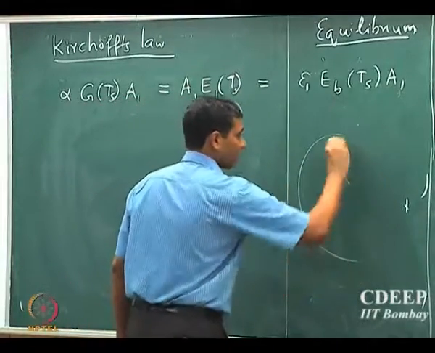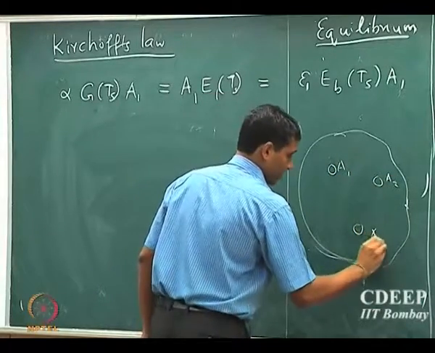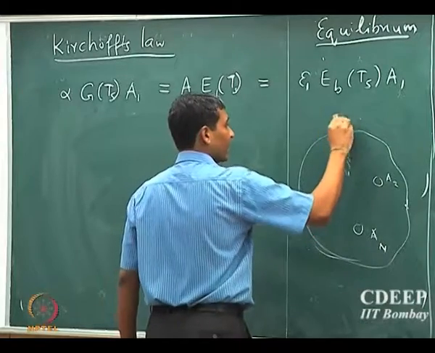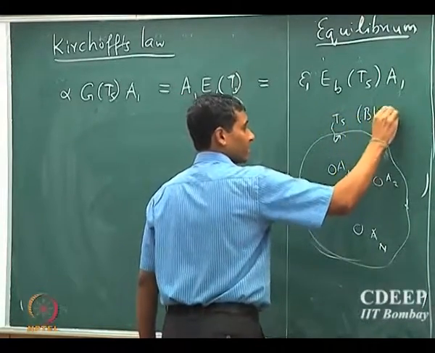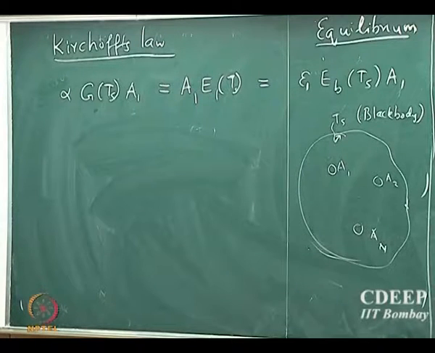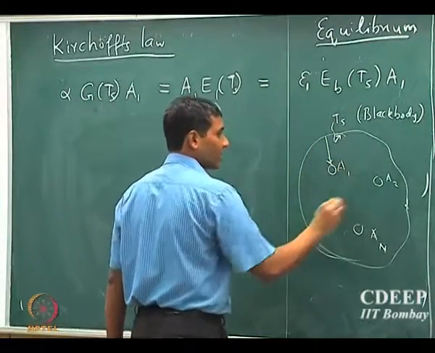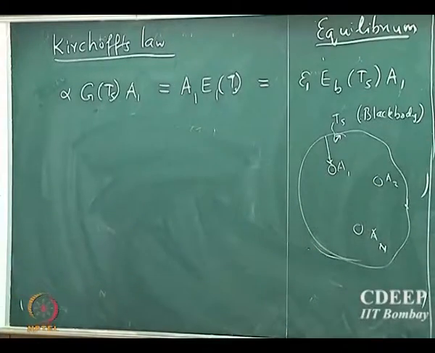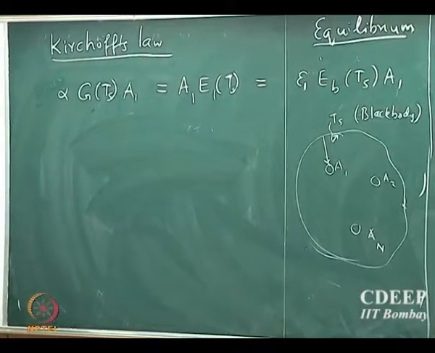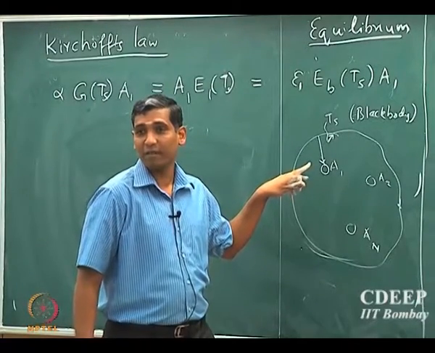Let me draw the system again. It's a large enclosure, you have small objects inside, and the surface is maintained at temperature Ts, and we said that it's a black body. So what will be the incident radiation to a surface? Total incident irradiation. Where is the irradiation coming from? Is it coming from the surface or from each of these objects? What's the primary source? The primary source is the surface of this black body which is emitting radiation.